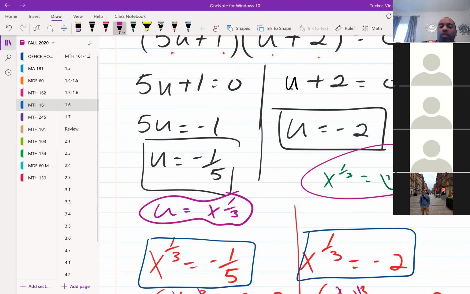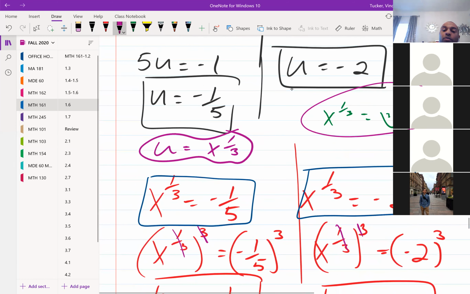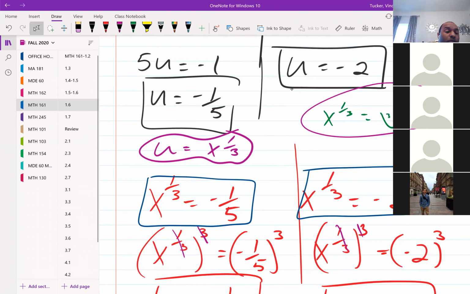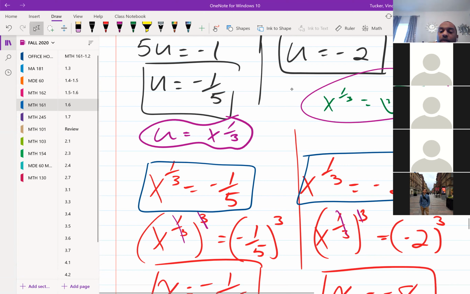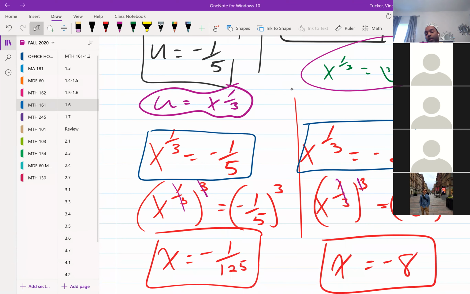So here, just re-emphasizing that x to the 1/3 is the same thing as the cube root of x. So if I want to solve for x, I would cube both sides to make the cube root and the cube cancel for me. Or the x to the 1/3 will cancel out with that cube. And so cubing negative 1/5 would be negative 1/125. And cubing negative 2 would be negative 8. Those would be our two solutions.